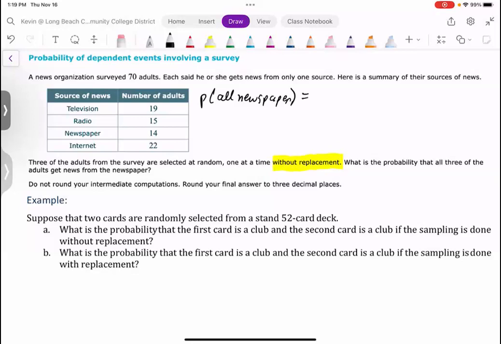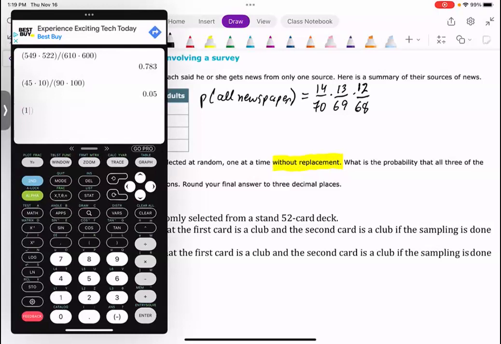All right. First of all, they tell us that there are 70 total. That's going to start out as my denominator. And there's 14 I can choose out of the 70. But once that first person is removed from the pool, there's now only 13 that read the newspaper out of the remaining 69. And then once those 2 are chosen, there's only 12 that read the newspaper out of the 68. So notice it's dropping down by 1 each time because we are not replacing. So let's see what we get. Yep.